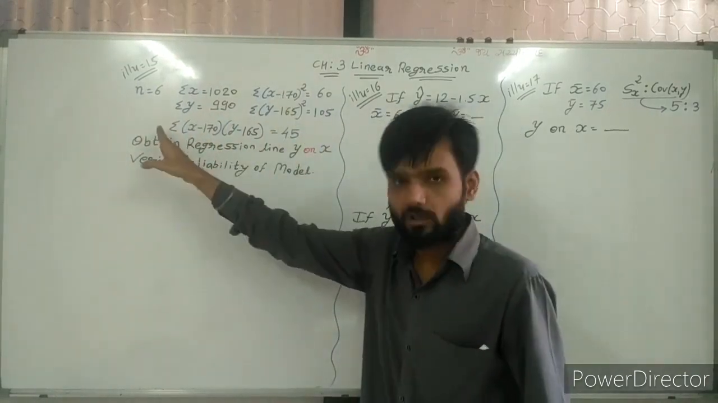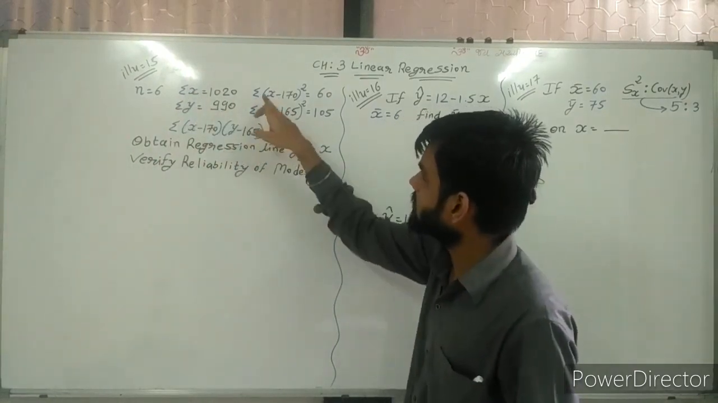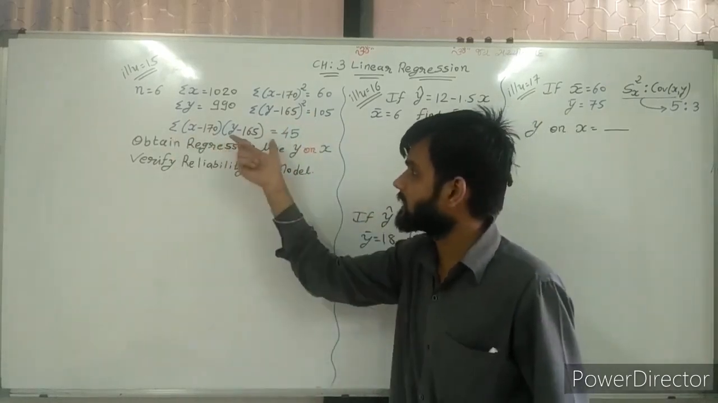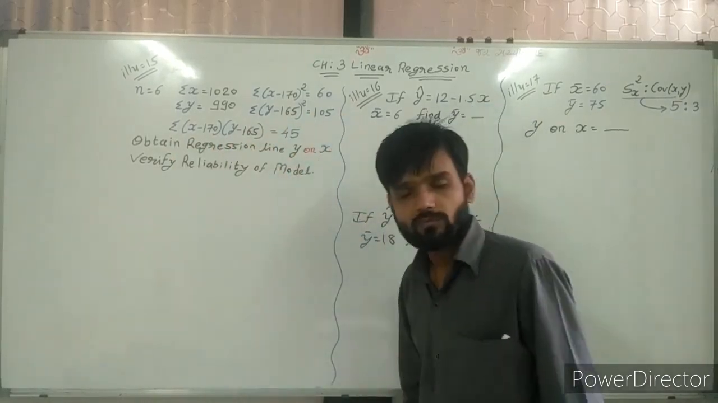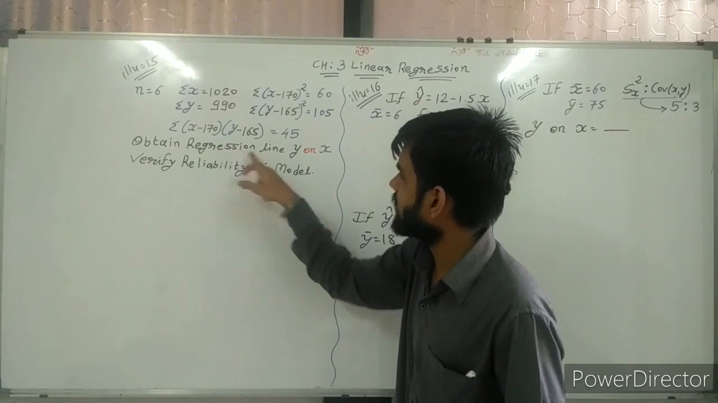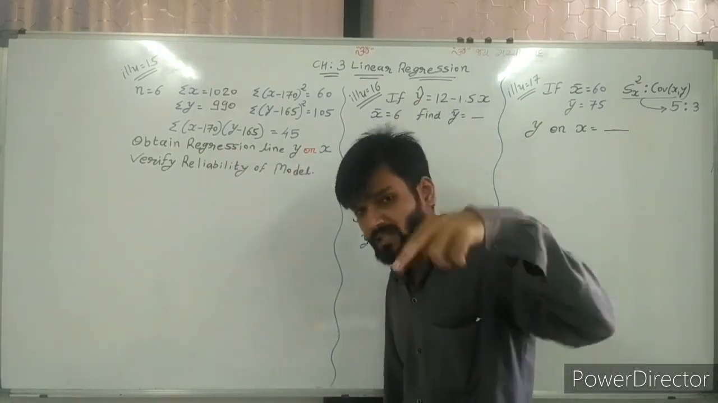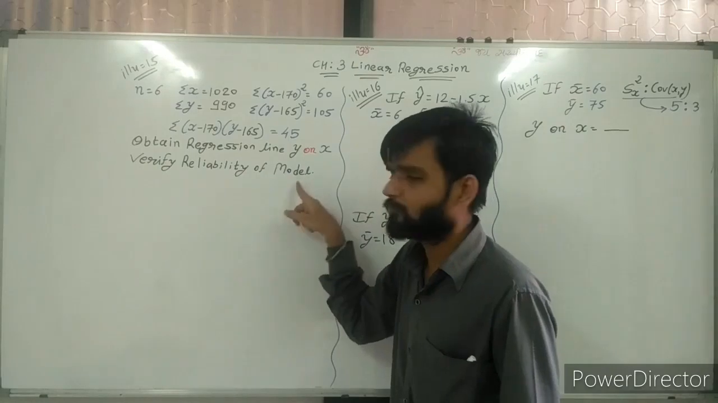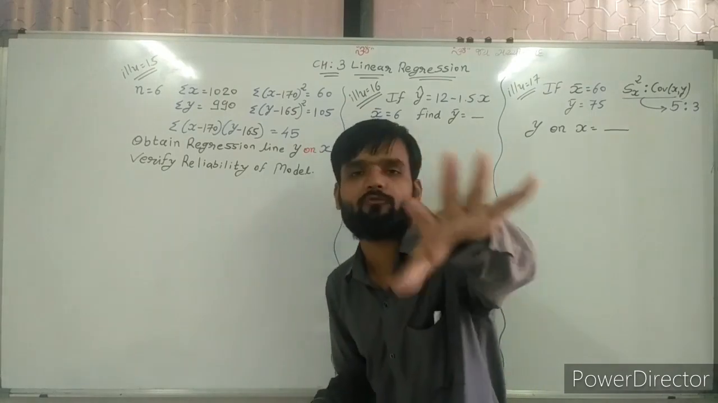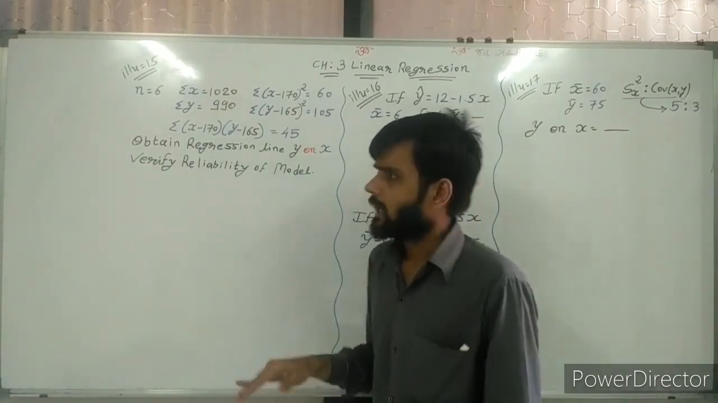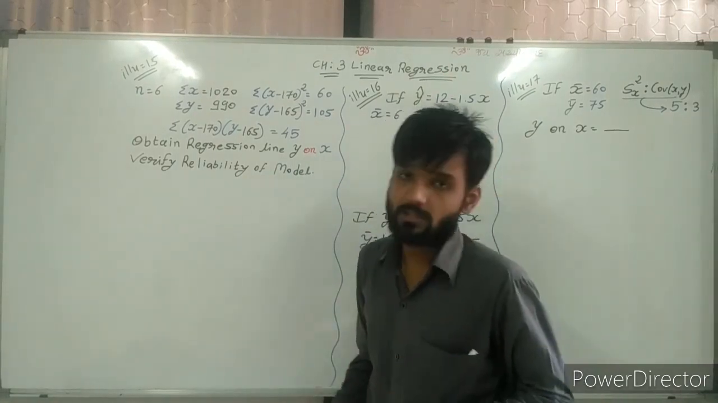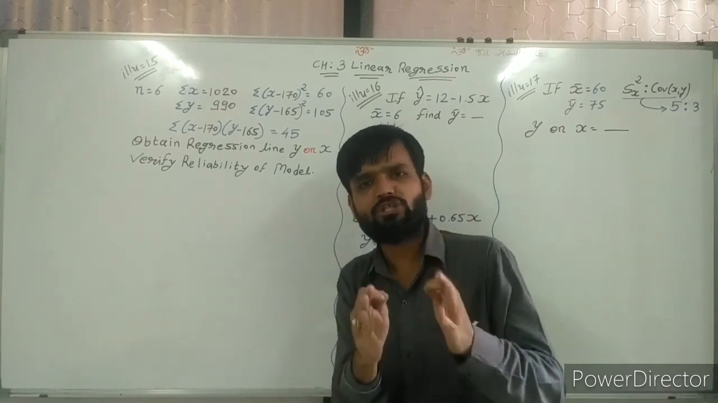Remaining results are given in your textbook: sigma x, sigma y, sigma x minus 170 square, sigma y minus 165 square, and sigma x minus 170, y minus 165. Then it is written: obtain regression line y on x, and then verify reliability of the model. I know this is a new question for all of you. Otherwise up to this level you could do some yourself, but still I am explaining each and everything.